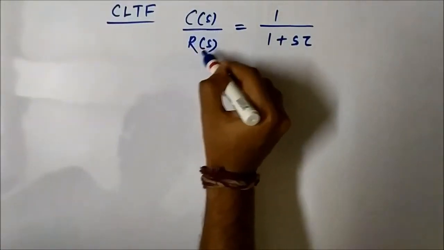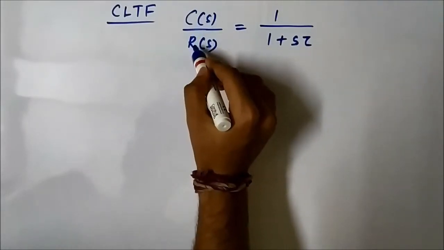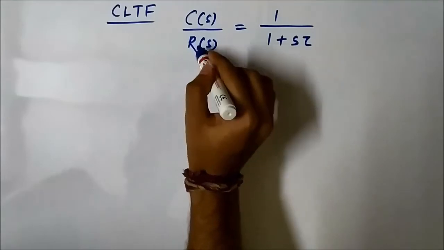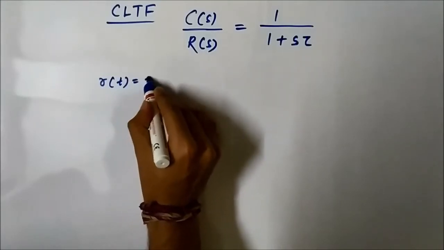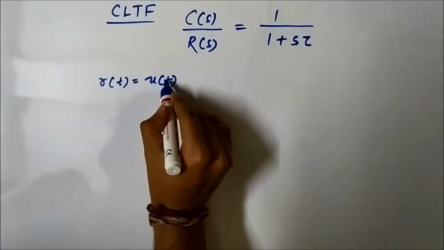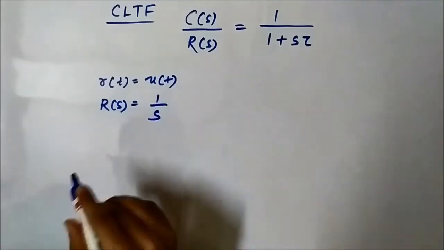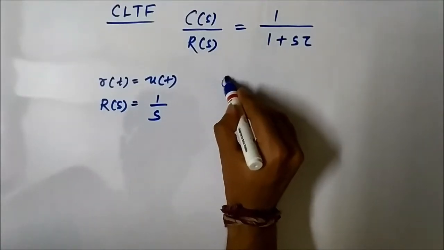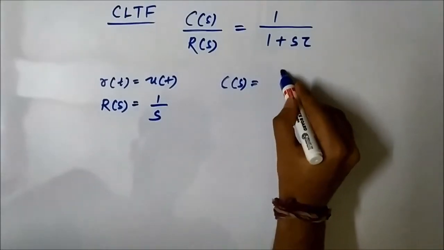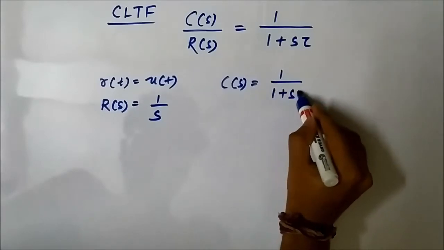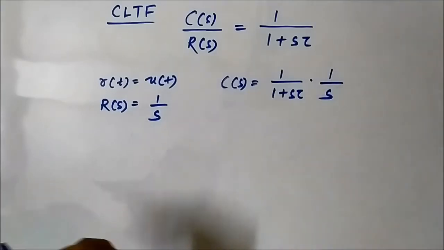C(s) by R(s) is equal to 1 by 1 plus s tau. This is the output in s domain, and this is the input in s domain. Just now we found out that the Laplace transform of the unit step input is 1 by s. The input is unit step, so R(s) is equal to 1 by s. So C(s) is equal to 1 by 1 plus s tau into R(s), which is 1 by s.